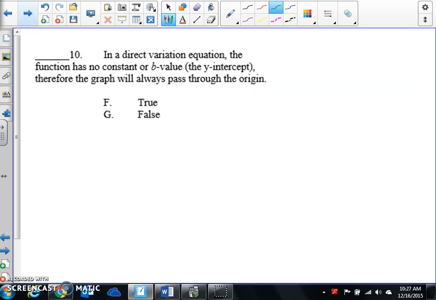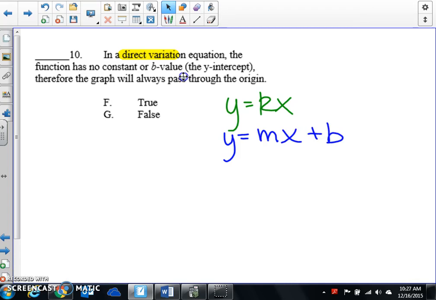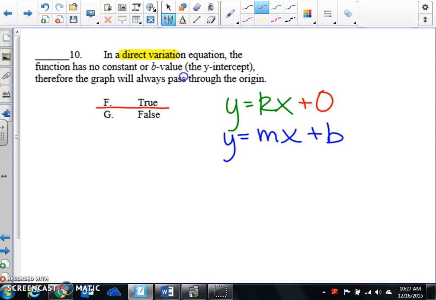In a direct variation, okay, boom, direct variation. So I write down y equals kx. The function has no constant or b value. So they're thinking about y equals mx plus b. We already talked about for direct, the constant of variation is the same thing as slope, right? So your m and k is there. So if there is no b, remember we can just go ahead and put plus 0 right there. And that is the y-intercept. So the graph will always pass through the origin. That is a true statement.